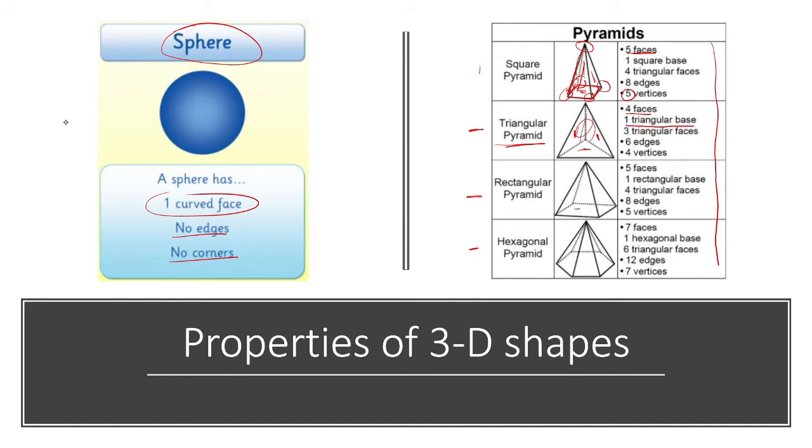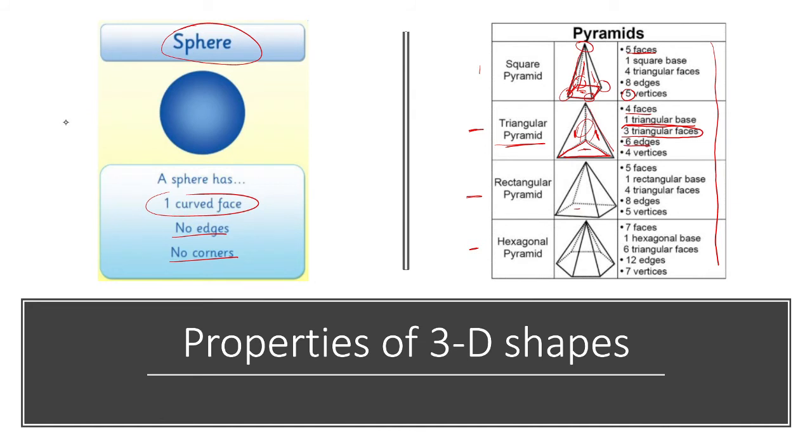One triangular base, right? Base means the bottom, where you stand. So this is your triangular base. This is your base. 3 triangular faces, right? One here, one on the other side. So those are your triangular faces.